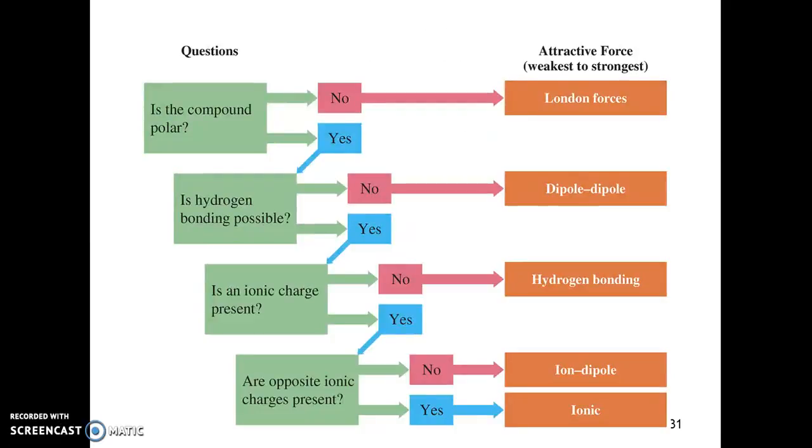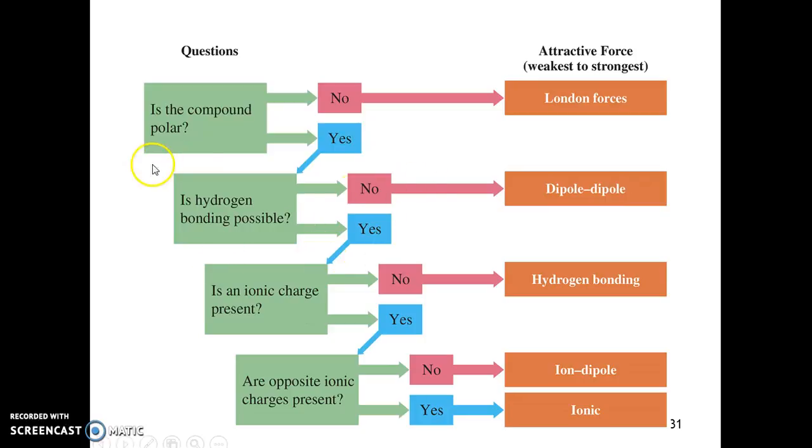Now, if you're looking at intermolecular attractive forces and you want to rate them, you answer these questions. Is the compound polar? Well, if no, then it's London dispersion forces only, and it's proportional to the molar mass. If it is polar, look to see if it can have hydrogen bonding. If not, then all it has is London dispersion forces and dipole-dipole. If hydrogen bonding is possible, then you've got really strong attractive forces.